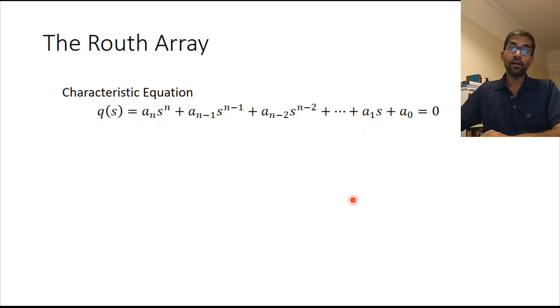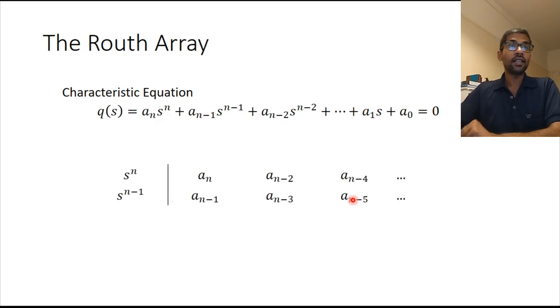So what we want to do is first make something called a Routh array. We'll learn how to make a Routh array, and at the end of the lecture I'll tell you how you can use the Routh array to figure out whether the system is stable or not. Okay, so the first step of making the Routh array is to make a table like this. Now let me explain how this comes about.